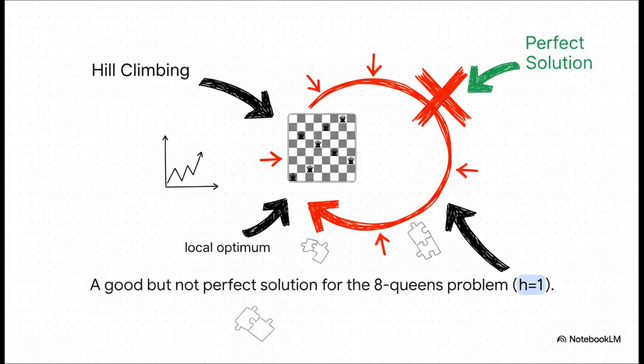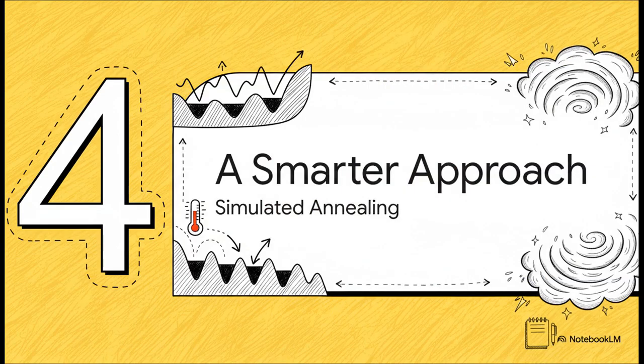It would make the board worse. So the algorithm sees no uphill moves and just gives up, stuck on a good but not perfect solution. So how in the world do we escape these traps? We clearly need a smarter way, something that can get itself out of these little valleys. And this is where our hero, Simulated Annealing, enters the scene.